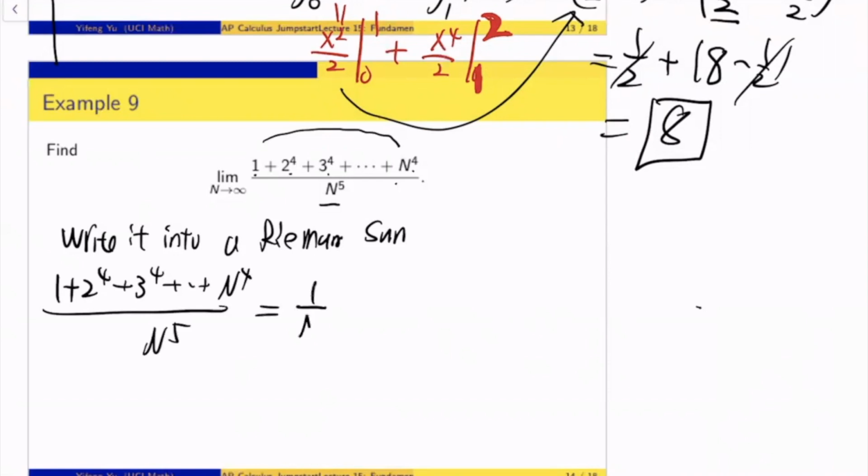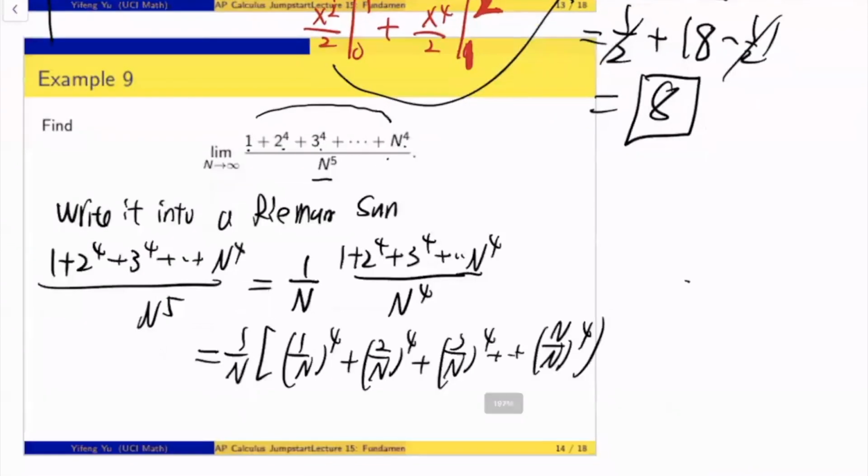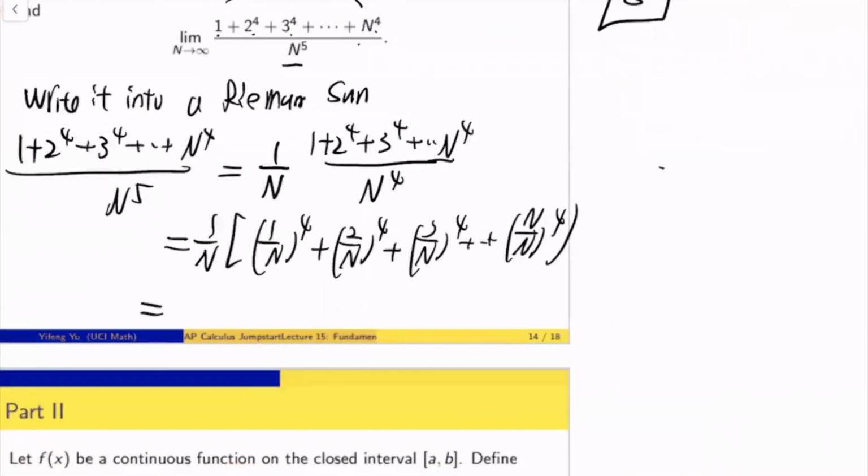If I pull one n out, the remaining part will just be n to the 4 times (1 to the 4 plus 2 to the 4, 3 to the 4, and all the way to n to the 4). So then this is just 1 over n times (1 over n)^4 plus (2 over n)^4, (3 over n)^4, and the last one is (n over n)^4. If I rewrite this, I can write it as a summation, i from 1 to n, of (i over n) to the power 4 times 1 over n.